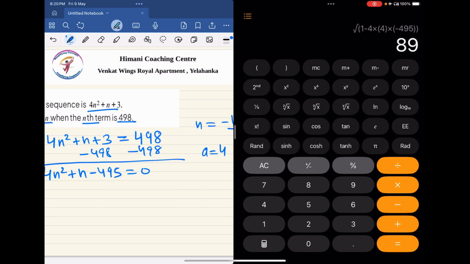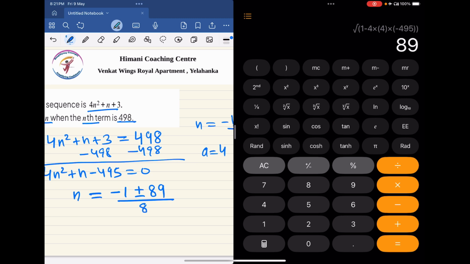Okay, so we are saying that n should be equal to minus b, which is minus 1, plus or minus 89, because that is the value of root of b square minus 4ac, divided by 2a. 2 into 4 is 8.